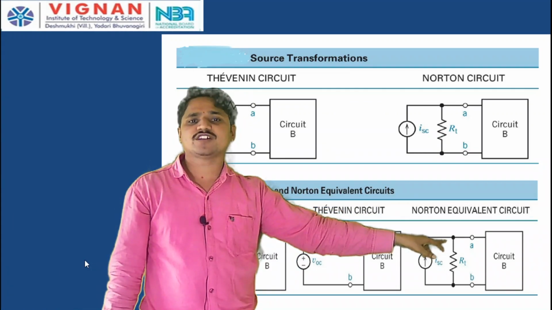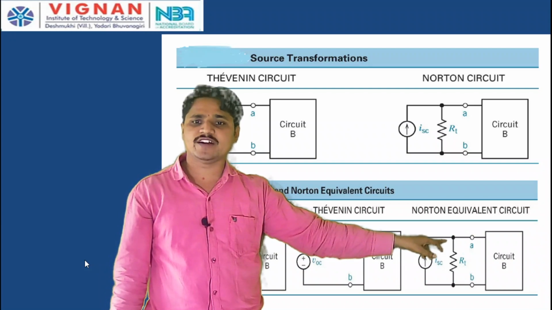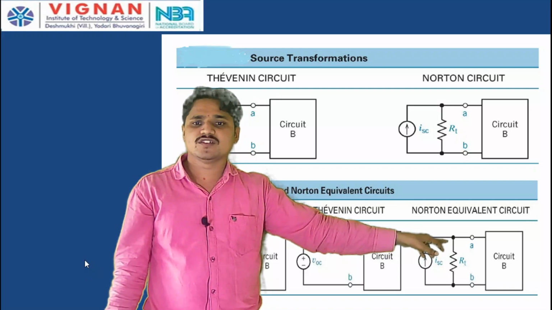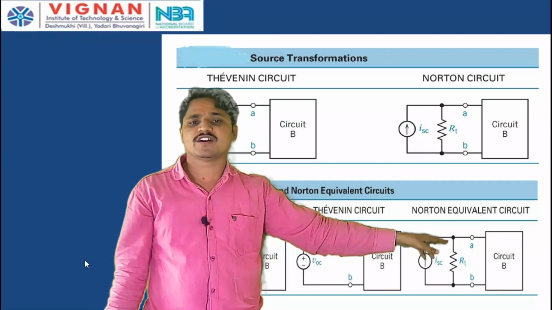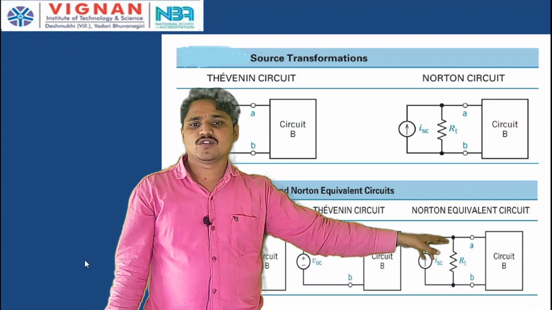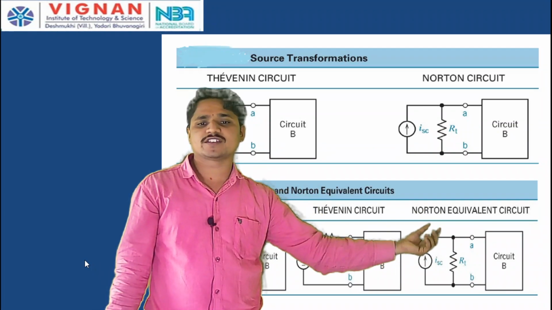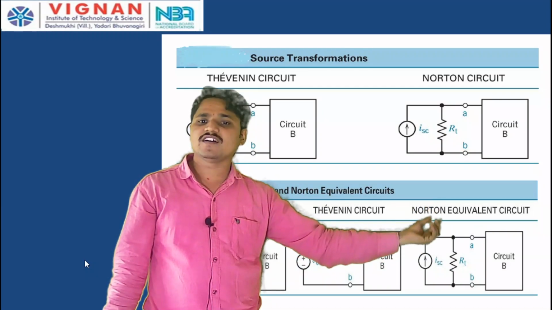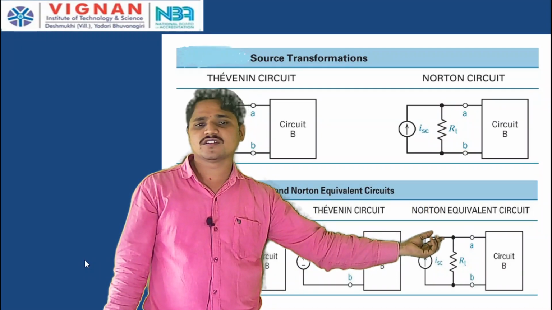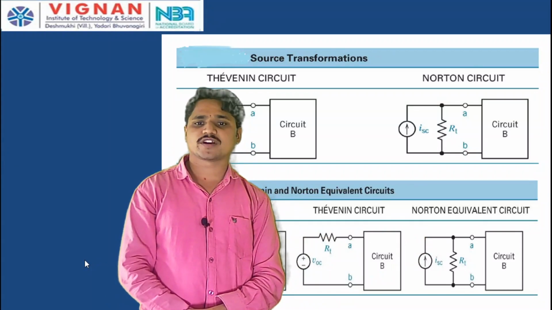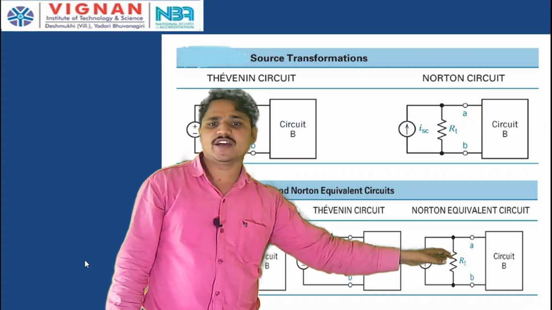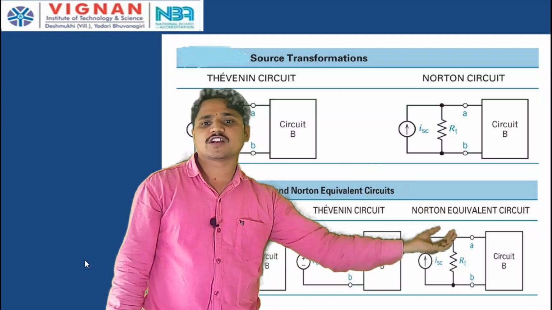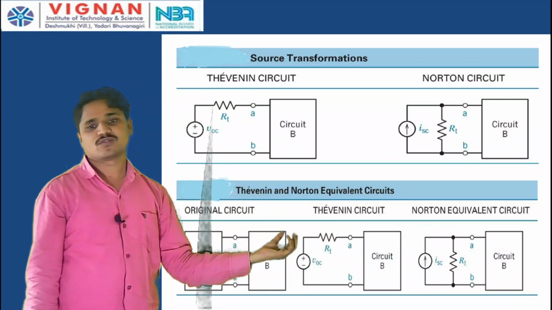How to find the Norton equivalent circuit? Find the Norton's current, that is the short circuit current, and find the Norton equivalent resistance, which is equal to the Thevenin equivalent resistance. You know how to find that. Once you find it, the Norton equivalent circuit consists of a current source in parallel with the resistance, that is R Norton, and the current is I Norton, the short circuit current. So, we can draw the dual network for this Norton equivalent circuit, that is our Thevenin equivalent circuit.